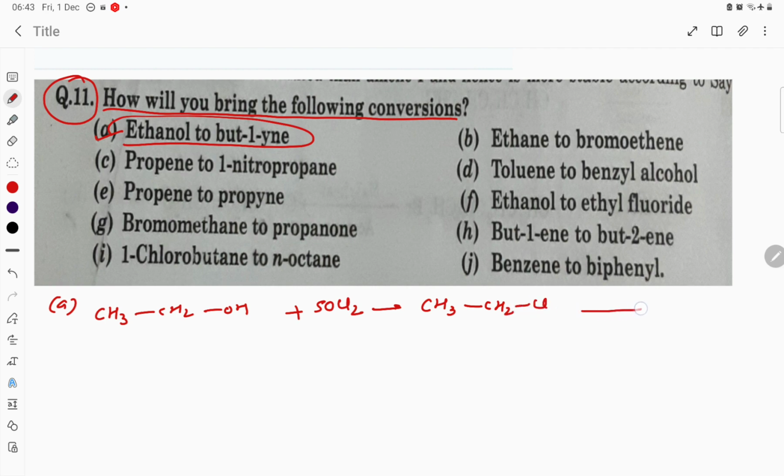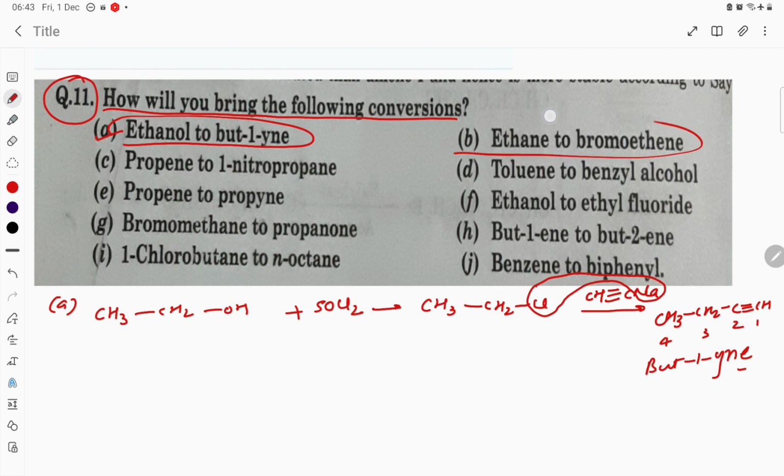Now if you treat with this compound, HC≡CNa, student, what will happen? The Cl and Na will be out. So what it will give is CH3CH2 attached to C≡CH. Now you can count: 1, 2, 3, 4, this is but, and the ≡ bond is yne, butyne. The first one is over.